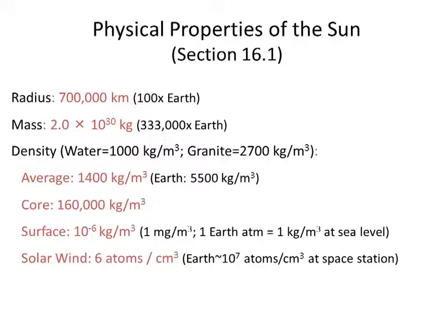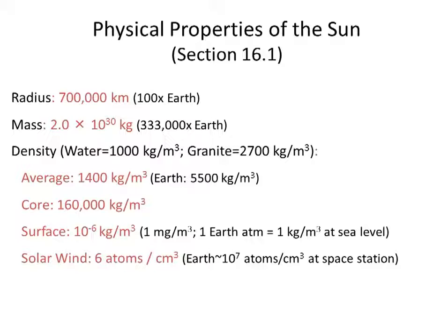If we look at the average density of the Sun, it works out to 1,400 kilograms per cubic meter. So more dense than water, but less dense than granite. The Earth, which is made up of rock and iron, is more dense than granite, 5,500 kilograms per cubic meter. So on average, the Sun is less dense than the Earth. However, the Sun goes from extraordinarily dense in its core, 160,000 kilograms per cubic meter. So this is nearly 100 times denser than rock on Earth's surface.